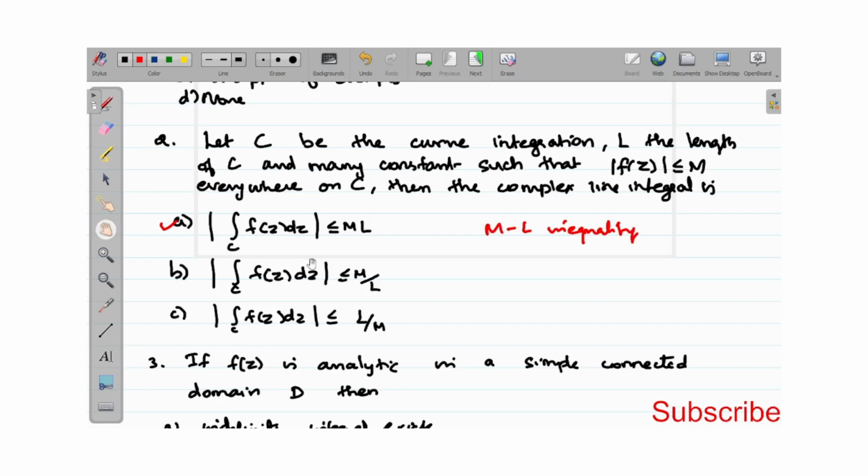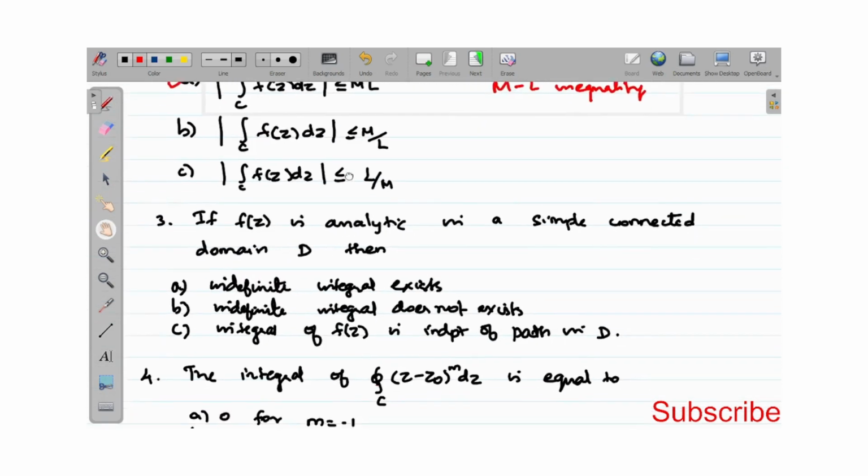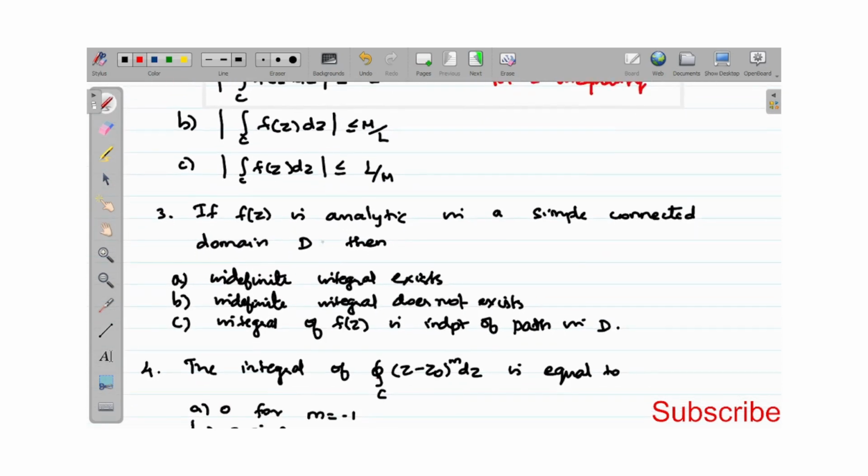Now the third question. If f is analytic in a simply connected domain D, then the indefinite integral exists. The same question: differentiation also exists. So here the indefinite integral exists.